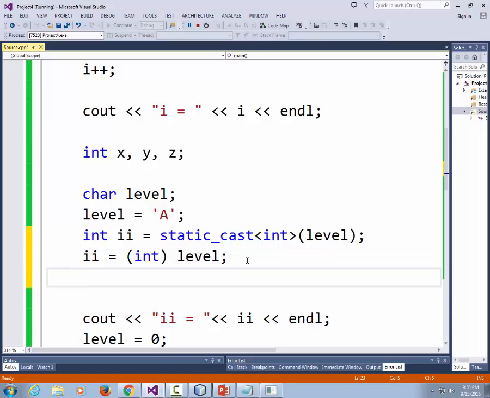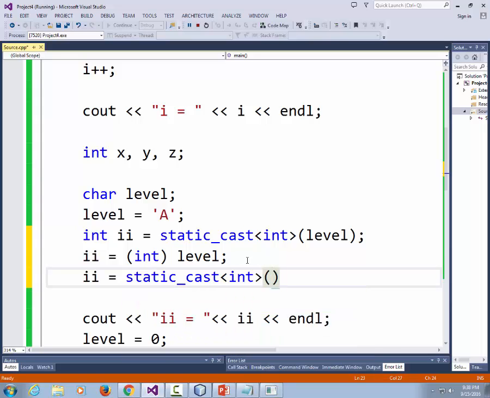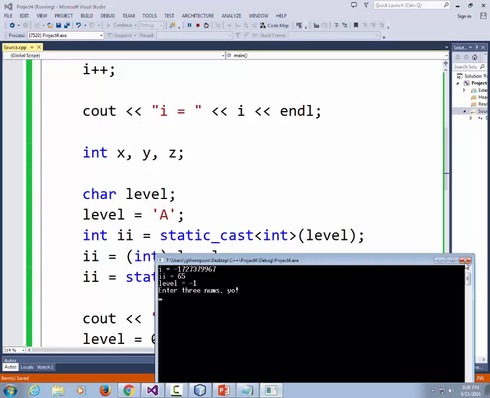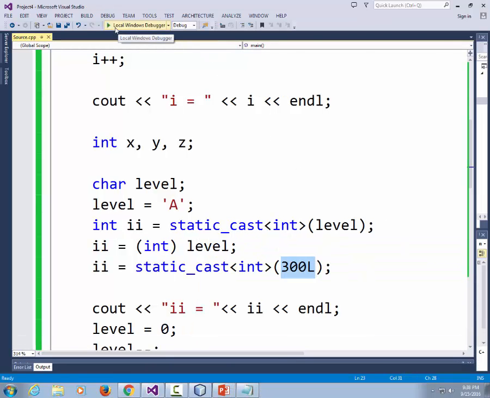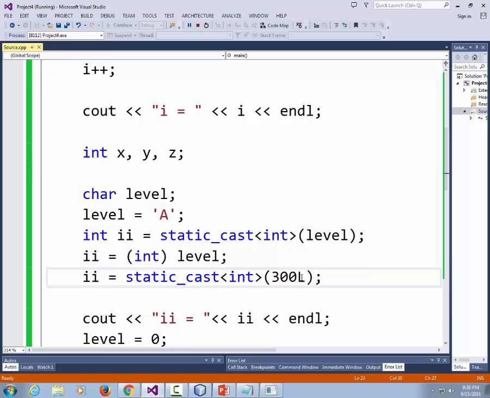You can use any kind of casts. If we do i is equal to static_cast, and we turn it into an int, and we pass in a long number, 300L, it'll do whatever's necessary to take that 300 and turn it into an int. Was that strictly necessary? It would have done that automatically, but there we go. i is equal to 300. If this number was too large, if it was 300 trillion or whatever, it'd probably wind up being a negative number.